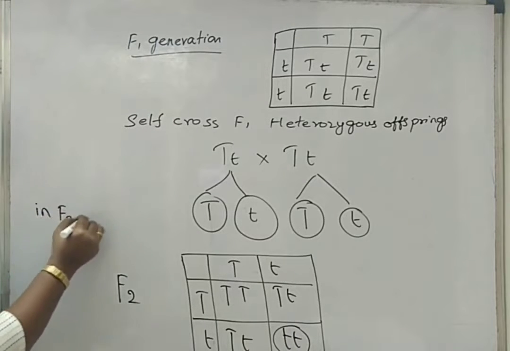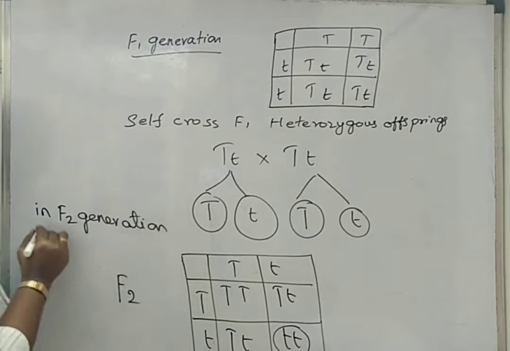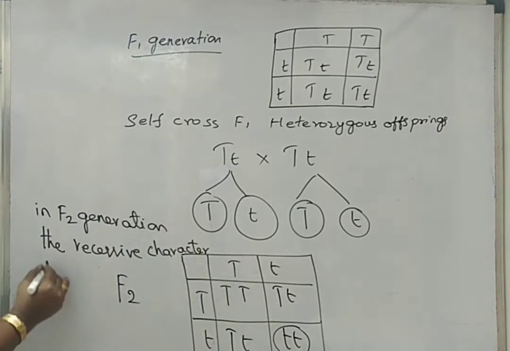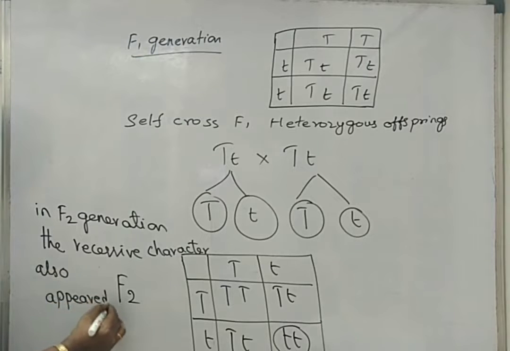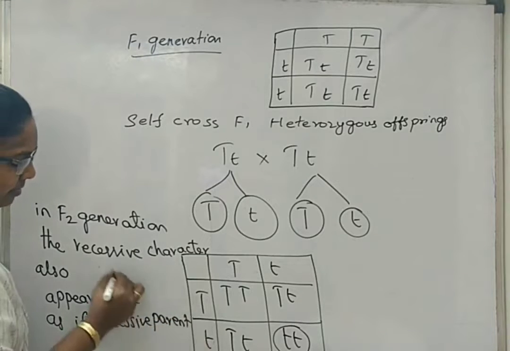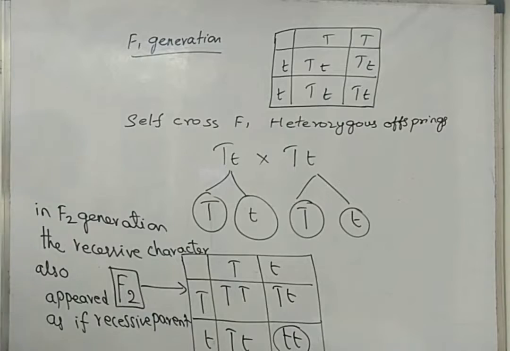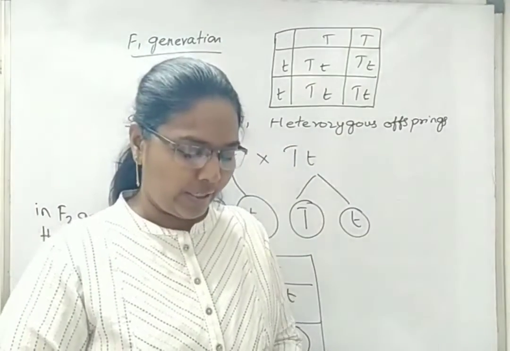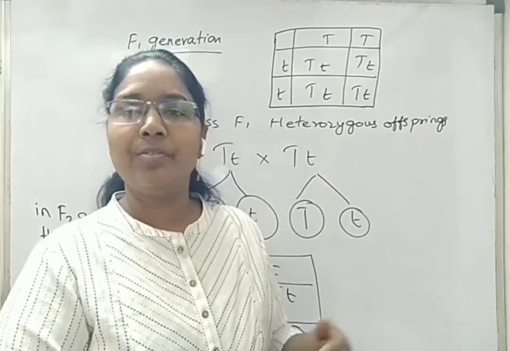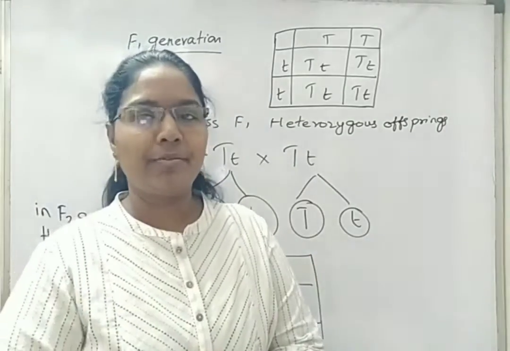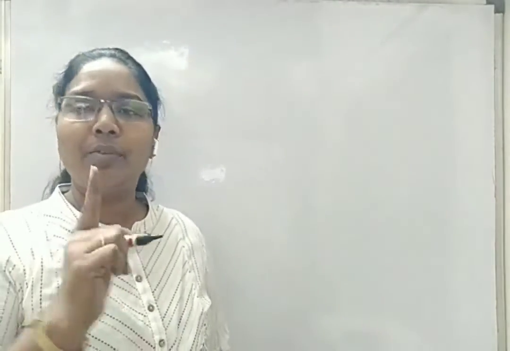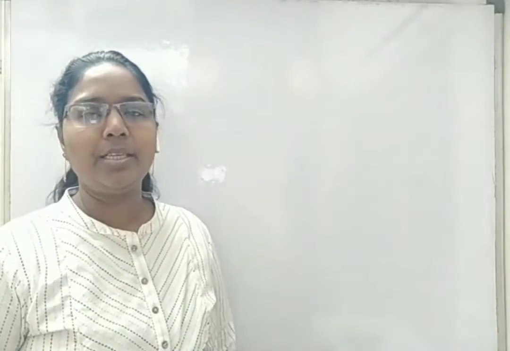So in the F2 generation, the recessive character or phenotype also appeared, as in the recessive parent. By this, he concluded that some factors, or elements in Mendel's language, which are responsible for a particular phenotypic character got separated in the F2 generation and then are expressed. Now, in the law of dominance and law of segregation, we have taken only one type of character for our explanation.